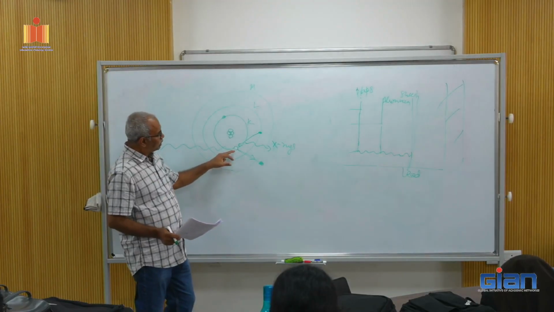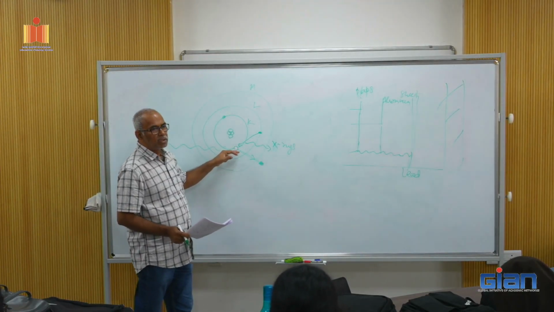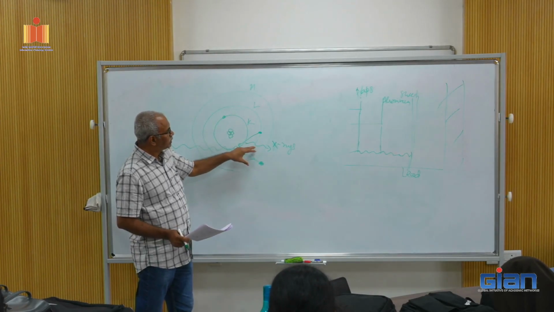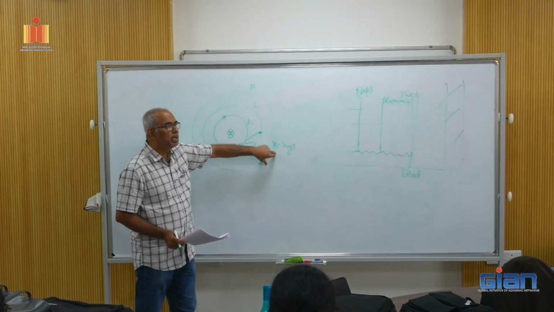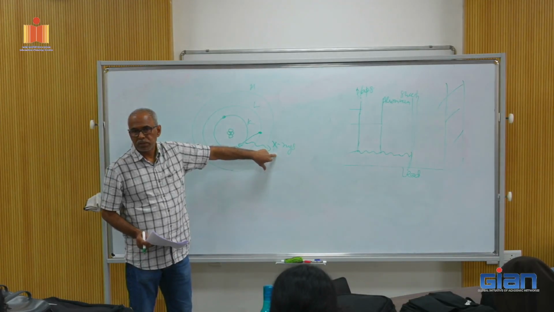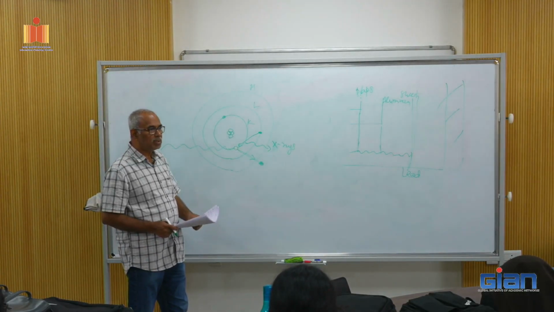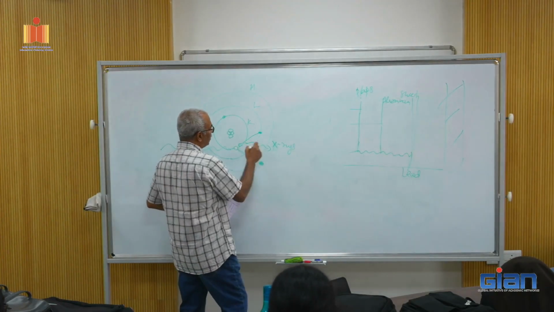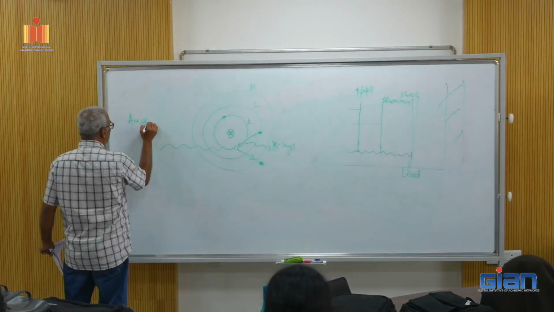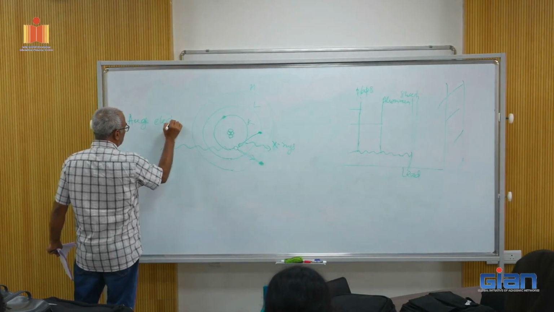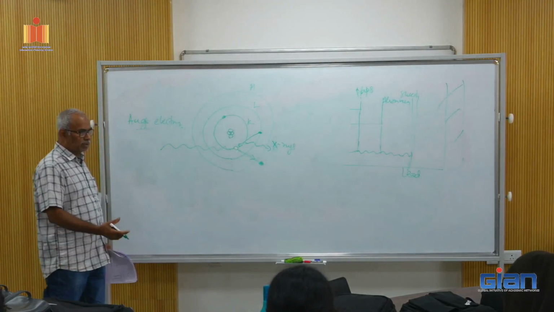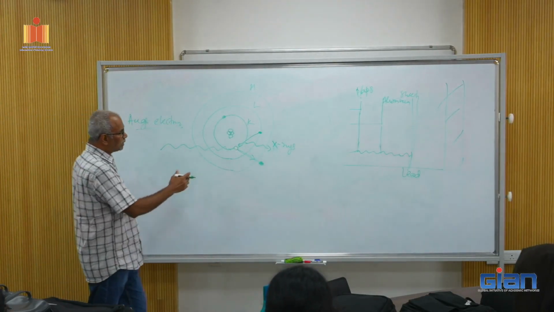There is a possibility that this energy difference, instead of an X-ray, gives a secondary electron which will come out of this. Have you heard of something called an Auger electron? So instead of this X-ray, you can also have an Auger electron, which is relatively lower in energy in comparison to the traditional characteristic X-rays.